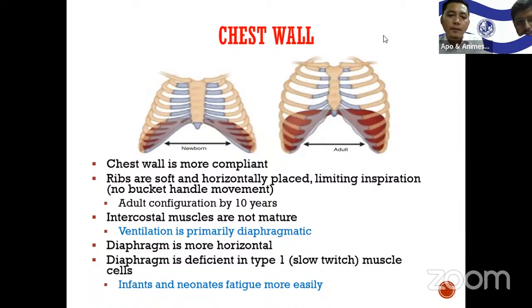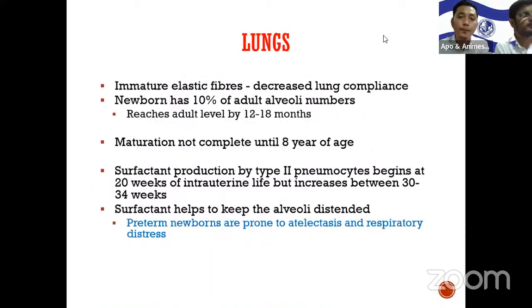The diaphragm is more horizontal, and they are deficient in type 1 muscles, which are slow twitching and fatigue resistant. In preterms, around 25% of the diaphragm muscles are type 1, in term newborns around 35%, and in adults they reach up to 50%. Therefore, infants and neonates get fatigued more easily.